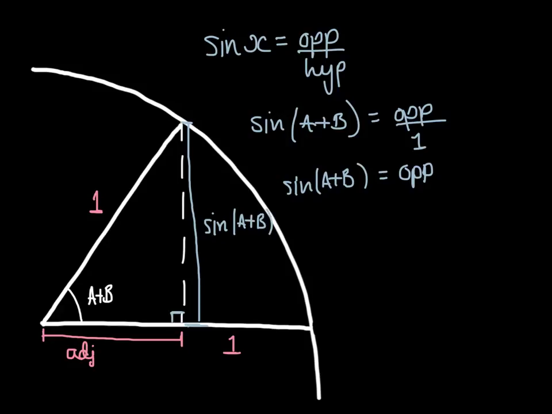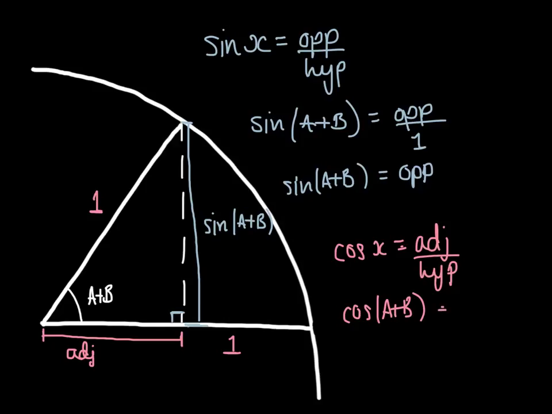Likewise for the adjacent, well, I know cos of the angle, whatever it is, is adjacent over hypotenuse. Substitute in what I know my angle is, that's A plus B, and I know my hypotenuse is 1. So I could re-describe the adjacent as cos A plus B. So let's do that.